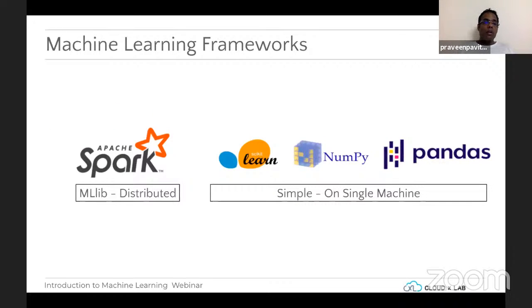And then there are what are called machine learning frameworks. Machine learning frameworks are like Spark MLlib, or if you want very simple ones for a single machine, there's scikit-learn, NumPy, and Pandas. NumPy basically handles things like arrays, and Pandas handles things like what they call data frames, which are like Excel sheets, you could say.